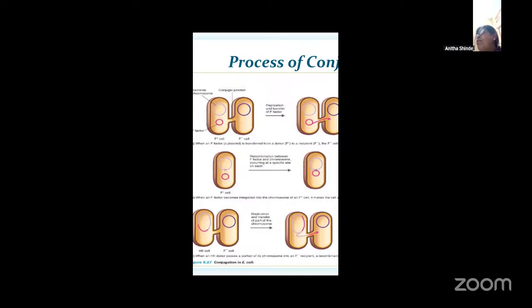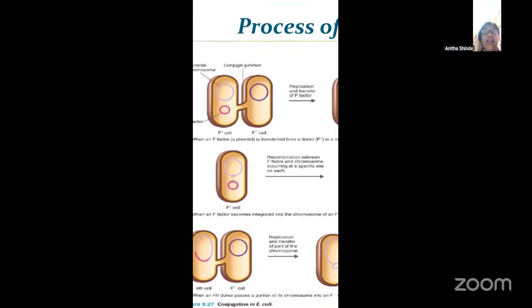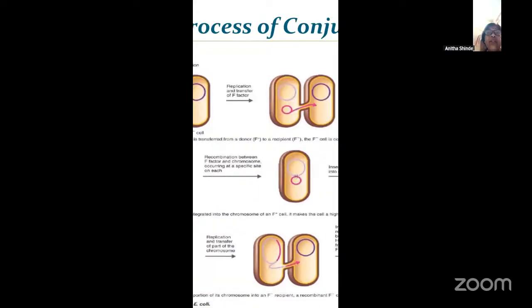Once this F plus becomes HFR, a recombination phenomenon takes place between the HFR and the F minus cell. Then that HFR will be integrated, or transferred, into the F minus cell, that is, into the female cell. That is how it takes place. This is the process of conjugation. Complete transfer of the chromosome does not take place here, they say.